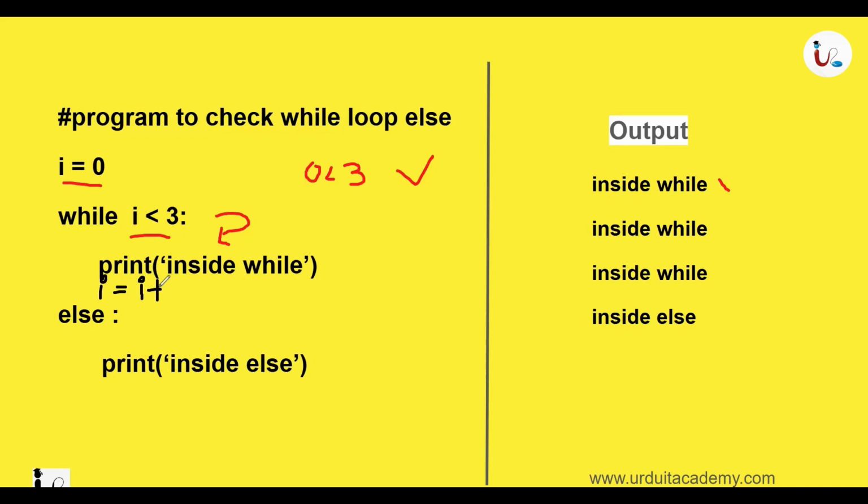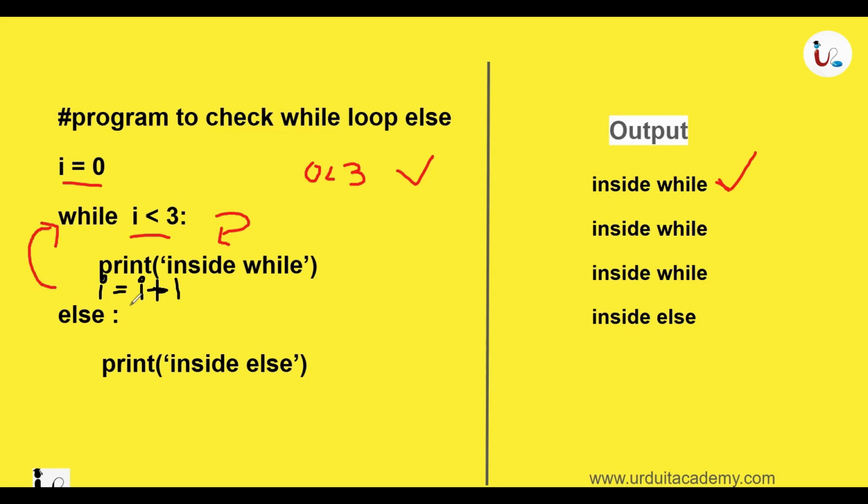Then only the value of i will be changing. Remember, you have to add it inside the while loop. Okay, i should be increased by 1. So in the first condition, i is 0, 0 less than 3 is true. So it will print inside the while. After that, the computer will go up here again.